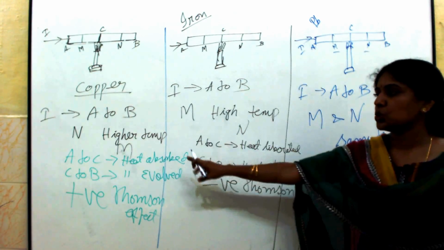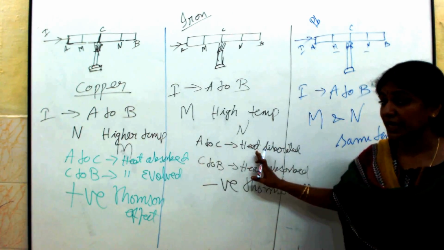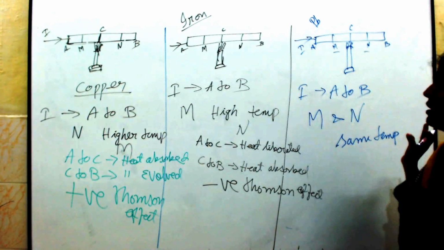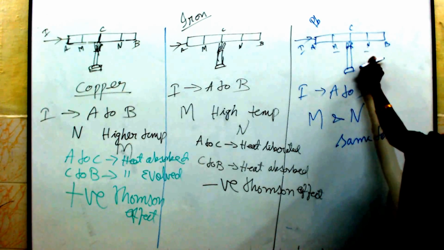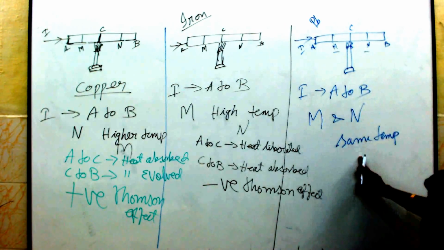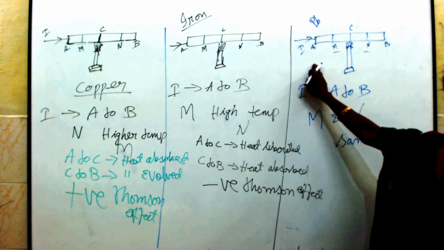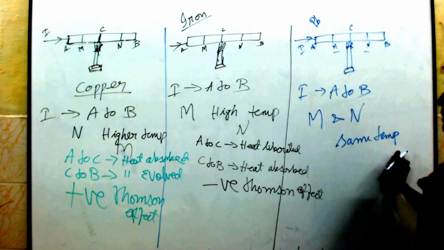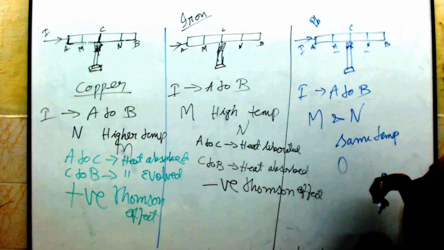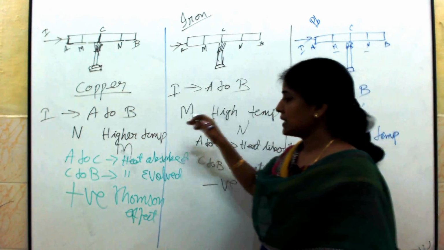For copper it is positive Thomson effect, and for iron it is negative Thomson effect. For lead there is no difference in temperature; M and N are at the same temperature. Whether the current flows from A to B or from B to A, we find these two points at the same temperature. So we call this effect the zero Thomson effect.